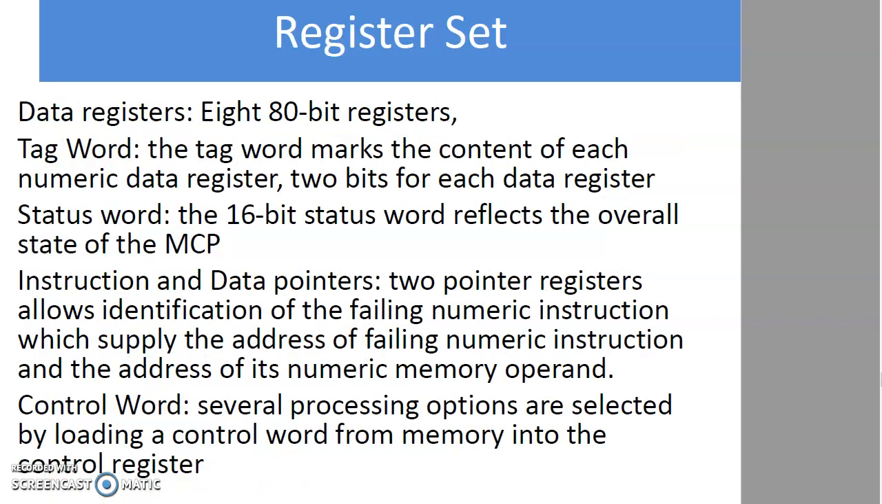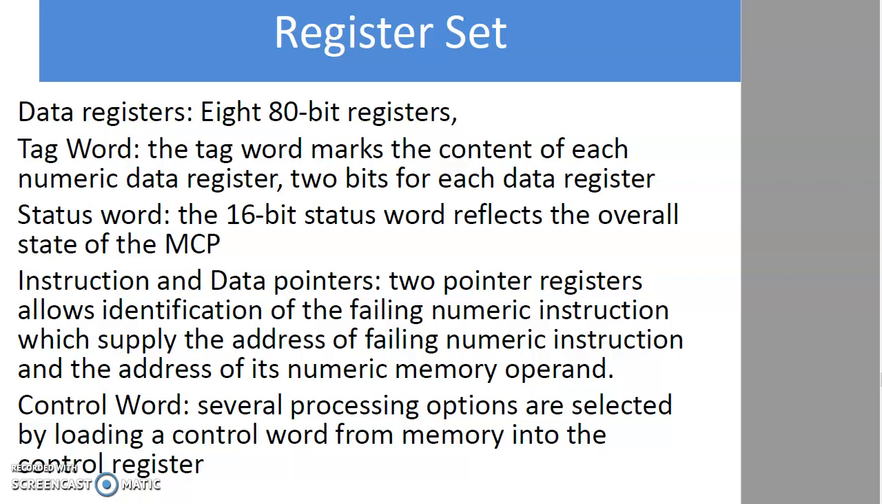Speaking of the register set of 80387, it has data registers which are 8 80-bit registers arranged in a stack, having a top of the stack and the remaining registers. Then it has a tag word. Tag word is a 2-bit part of the data register of the stack. Then it has a status word. It is a 16-bit register. It gives the overall state of the 80387.